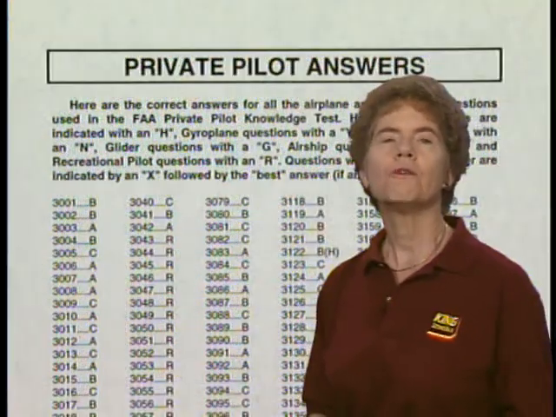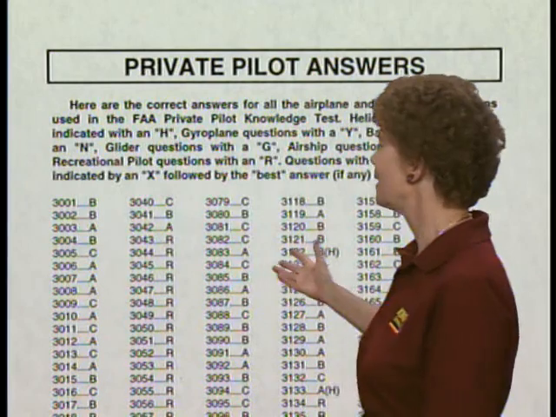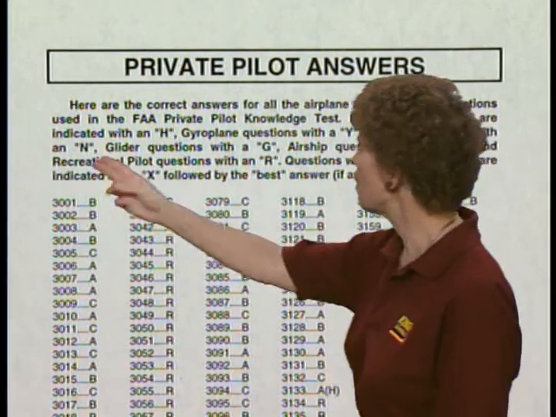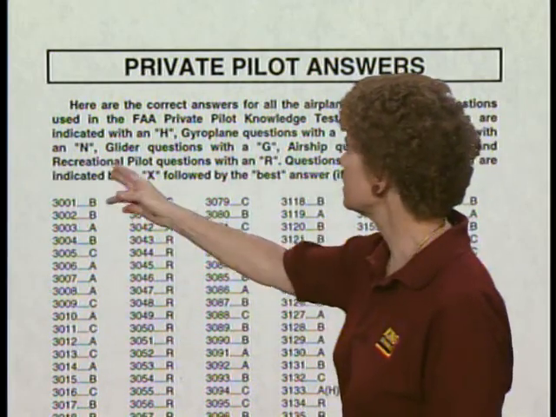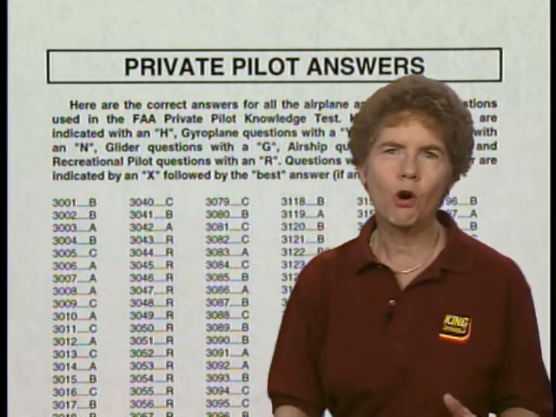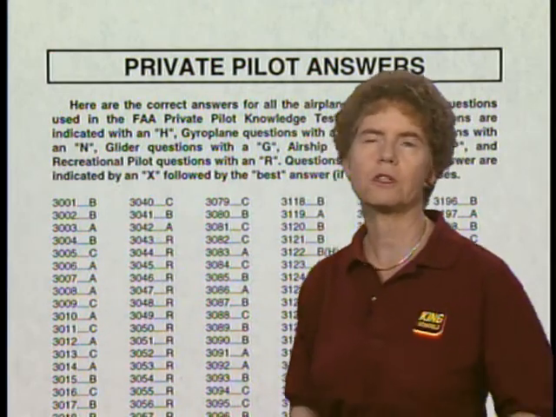Now, in the very back of your King course book, starting on page A1, you'll find a quick reference for the answers. It lists the question number, and then it lists our answer. This area also tells you which questions are helicopter or gyroplane or glider questions.